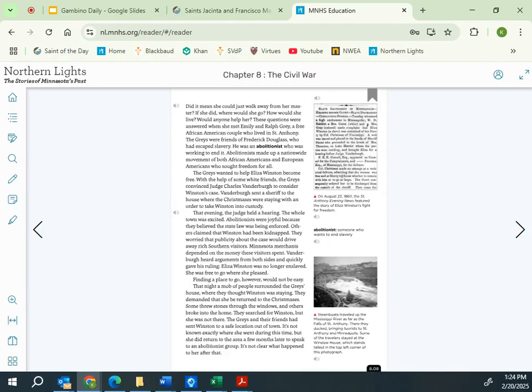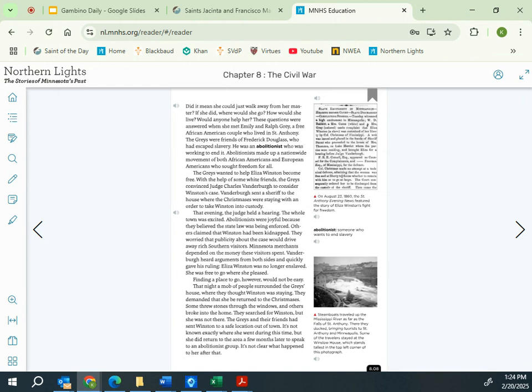A mob formed. They said, no, she is a slave. She should remain a slave. This is going to change everything and we don't want change to happen. So a mob came and they did knock on the door and say, hey, can Eliza please go back to her slave owners? No, they broke into the house. They threw bricks at the window. They tried searching for her to make her return to the Christmases.